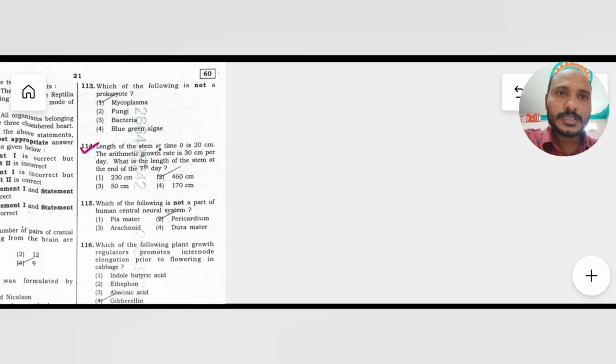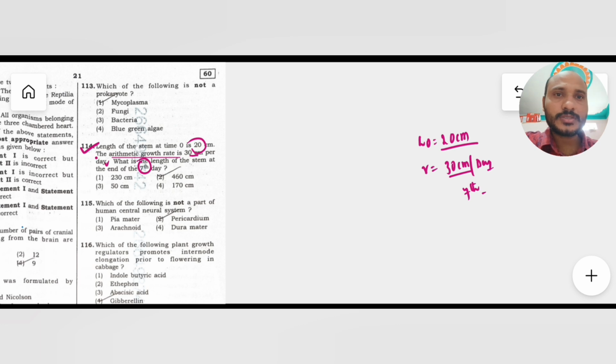The length of the stem at a time is 20 centimeter. So L0, the length at the initial time, is 20 centimeter. The arithmetic growth rate is 30 centimeter per day. So the growth rate, which we can denote by R, is 30 centimeter per day. And what is the length of the stem at the end of the 7th day? So we have 30 centimeter per day, and we have to find the length of the stem at the end of the 7th day.